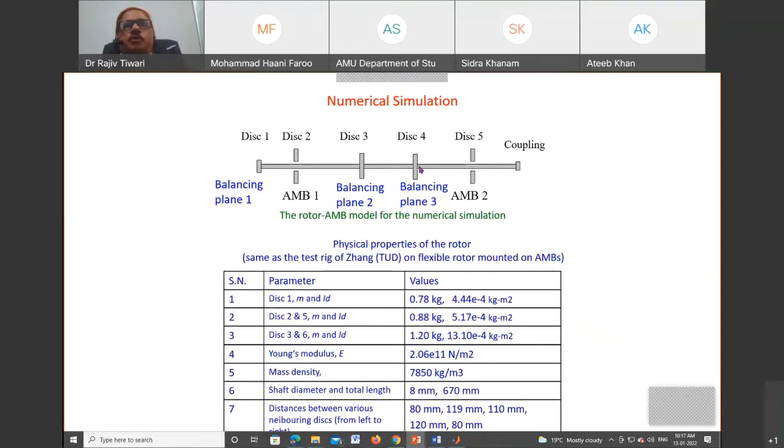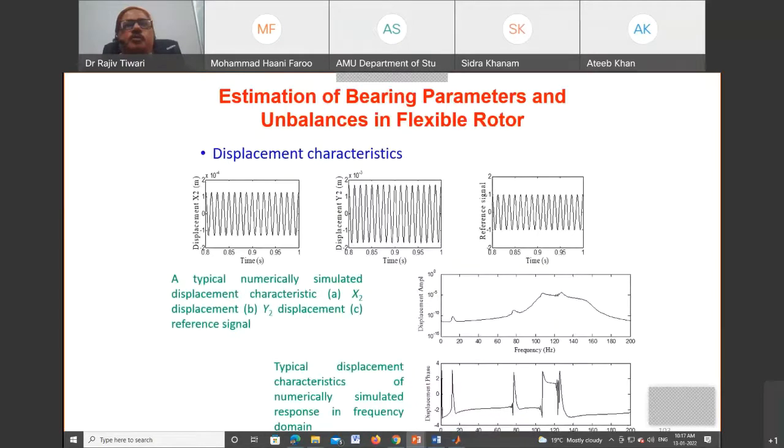So there are three balancing planes where we were trying to estimate the unbalance to balance the rotor. And in this, these are the properties of the shaft and disc and other things. First, we tested the algorithm with the numerical technique, numerically, and then we applied the test data.